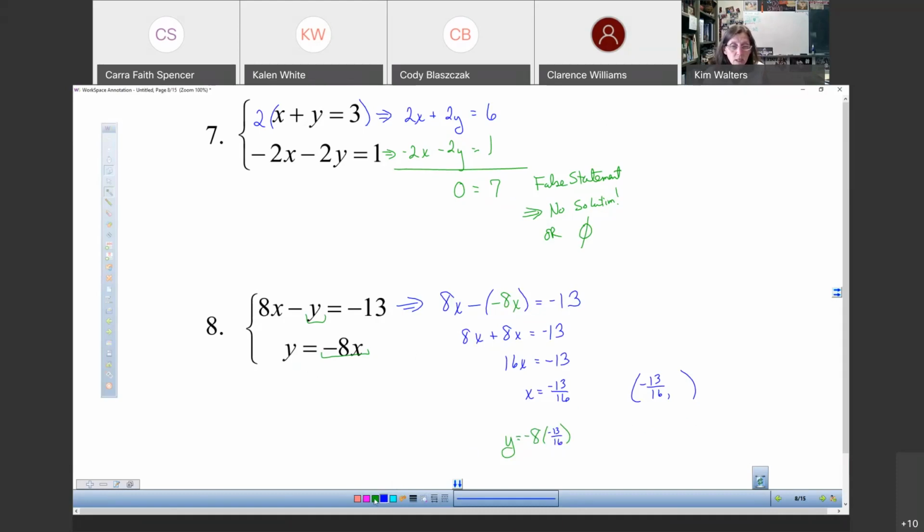Okay. Simplifying this just a little bit, the negatives cancel out, become positive. 8 divides into 16 2 times, and so I end up with 13 over 2. And so that is my y component here. Okay. You can do more fancy footwork if you want to. You can use your calculator, however you want to multiply those fractions. But this is my final answer. Questions?